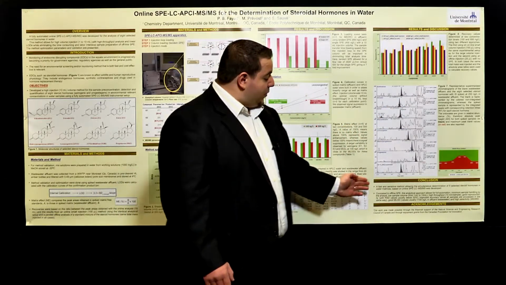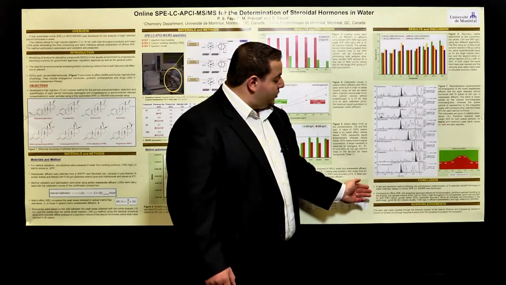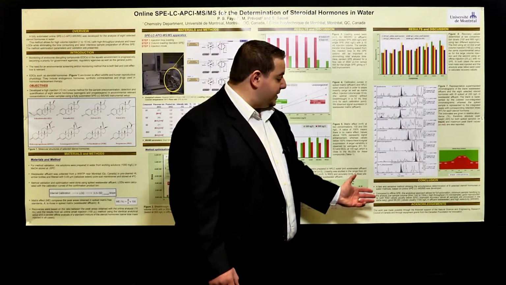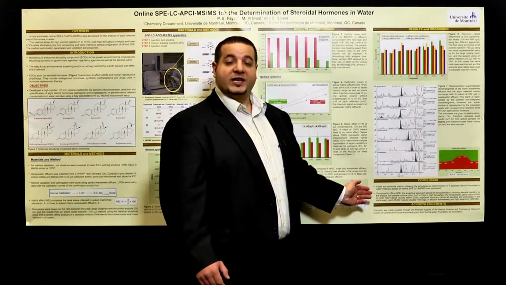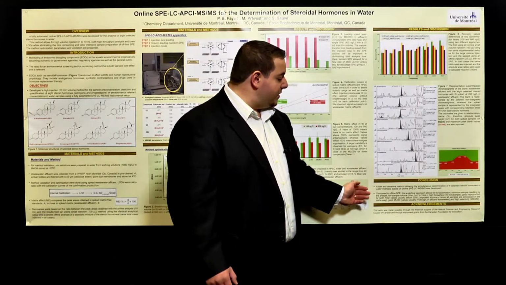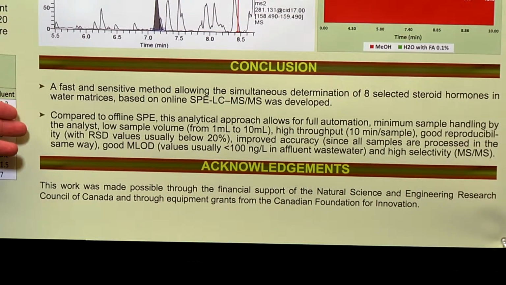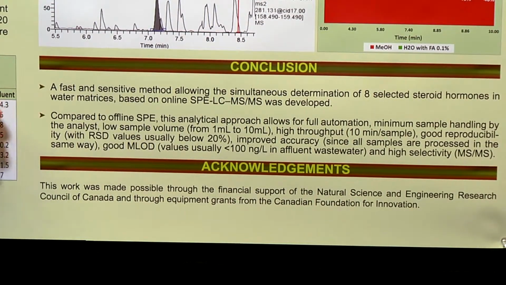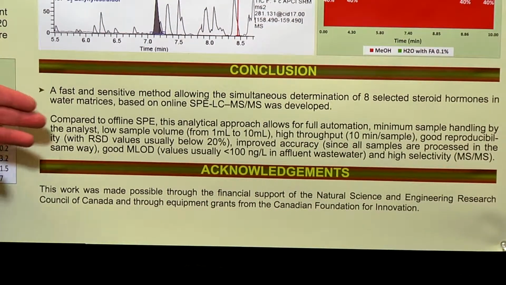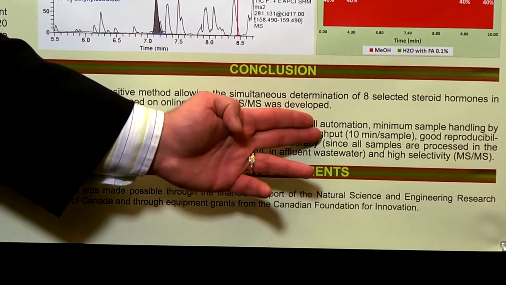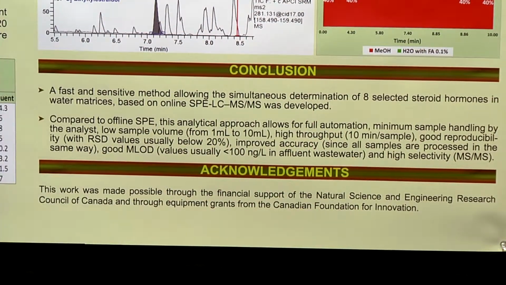So in conclusion, I would like to say we actually developed a fast and sensitive method for the determination of 8 steroid hormones in a wastewater and different water matrices if needed. We have very good values for the validation, good RSDs, good reproducibility. We're able to inject from 1 to 10 ml. And also what's interesting here, the time of the method here, we have about 10 minutes per sample. So we're very happy with that time.